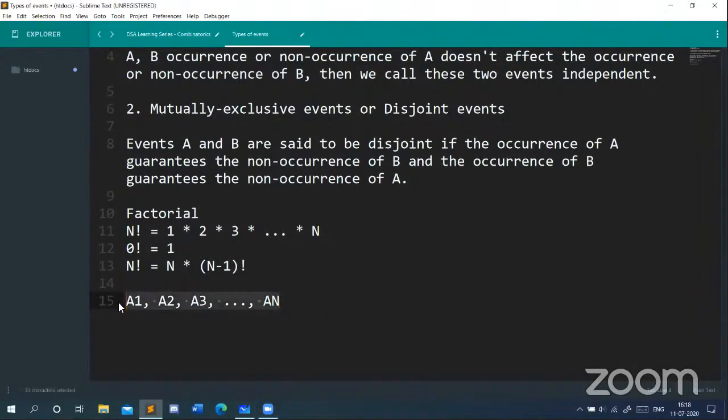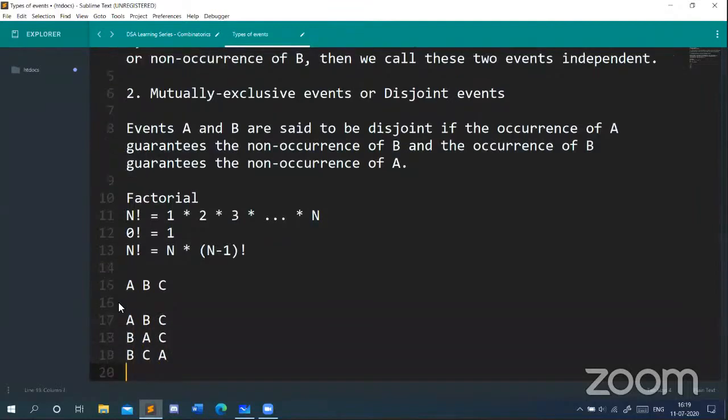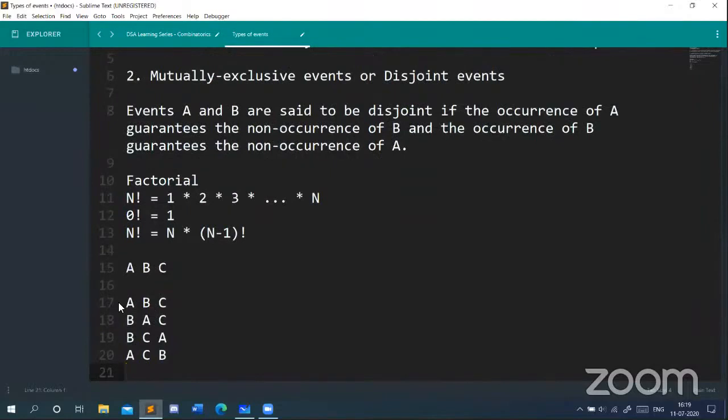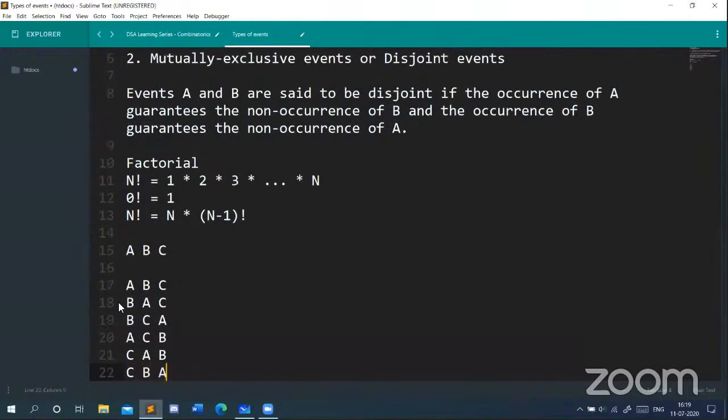For simplicity, let me take 3 objects, A, B, and C. And I need to find the number of ways in which I can arrange A, B, and C in a line. So if I were to just enumerate them, it'll be A, B, C, then B, A, C, and so on, and we'll have C, A, B as well.